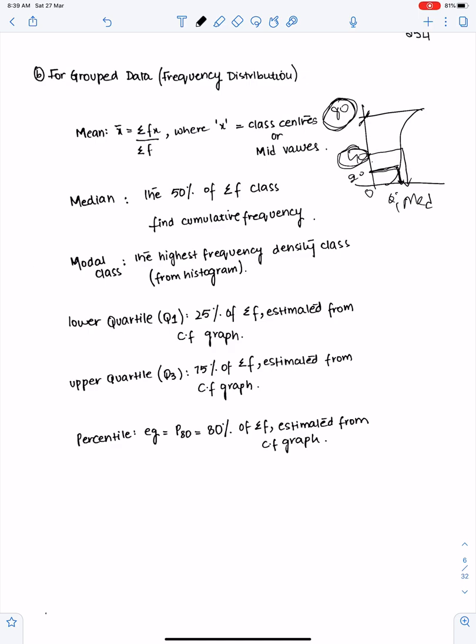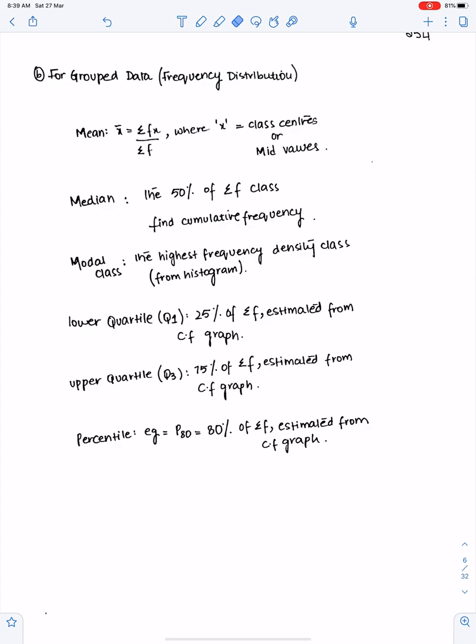And if you take the average of 40 and 80, then you'll get 60, and this will be Q3. The other way is take the 75% of 80, which is 60, and get its corresponding value. This is the way to get Q3. So you have two methods for getting Q1 and Q3. It's your choice, use the method which is easy for you. And 80th percentile is so simple. Take 80% of total frequency and then estimate it from the cumulative frequency graph.